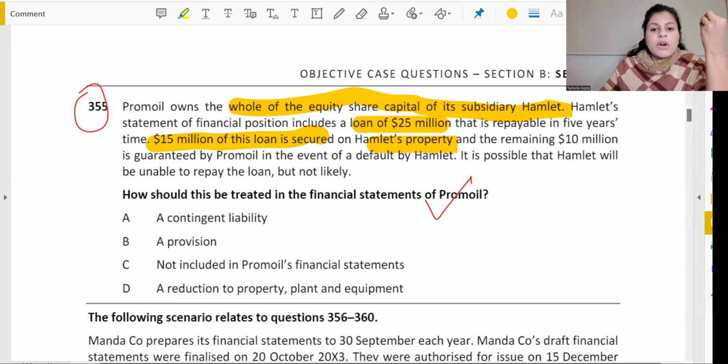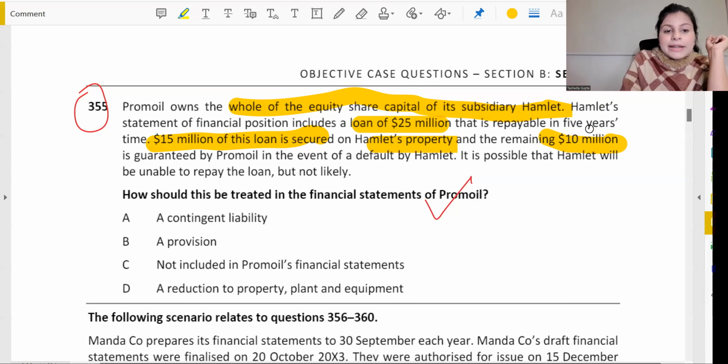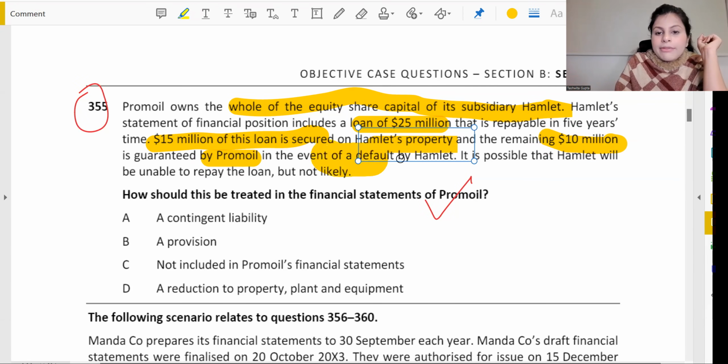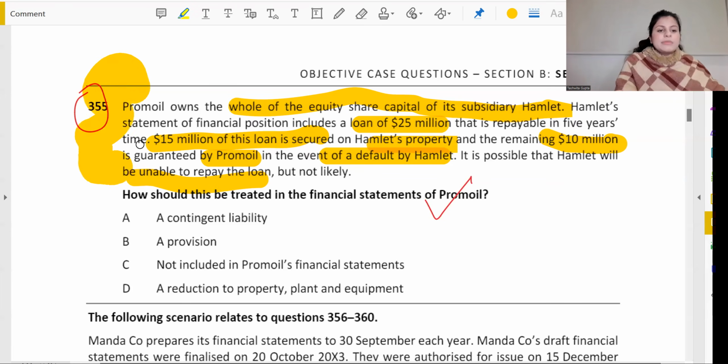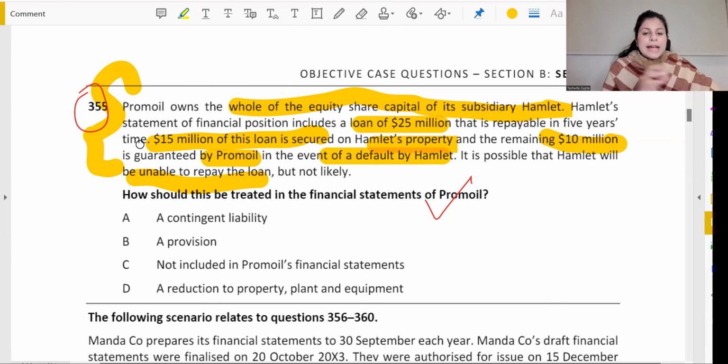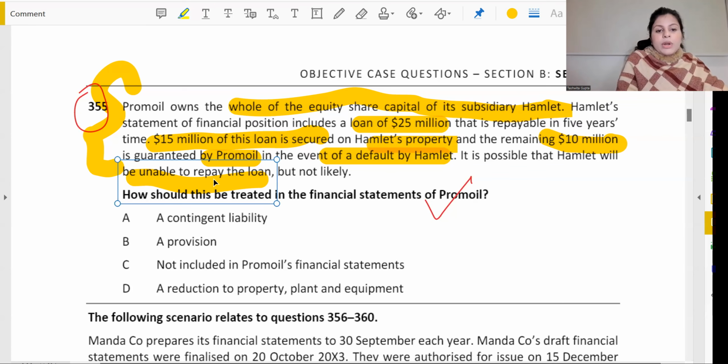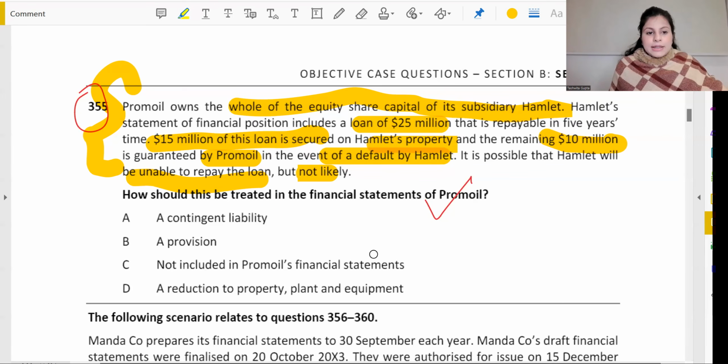The remaining 10 million is guaranteed by Promoil in the event of a default by Hamlet. It is possible that Hamlet will be unable to repay the loan, but not likely. So this whole thing is not important for us. The last line is important for us. They are saying you may be unable to repay the loan, but not likely.